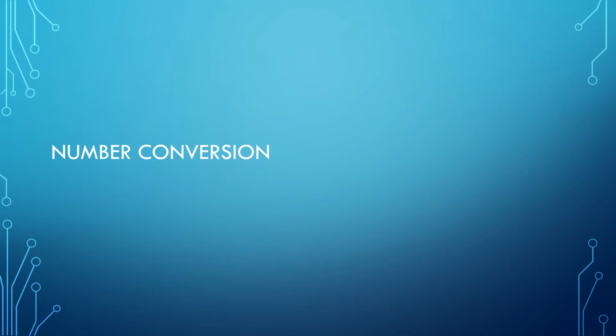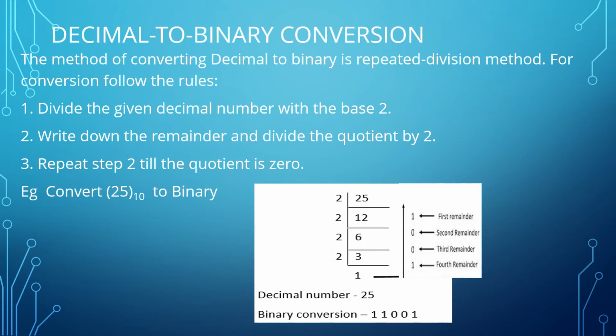Now let's see the number conversions. We're going to talk about the decimal to binary conversion. The method of converting a decimal to binary is the repeated division method. The rule is that whatever decimal number is given, keep dividing by the base 2. Write down the remainder and divide the quotient. Repeat till you get the quotient as 0.